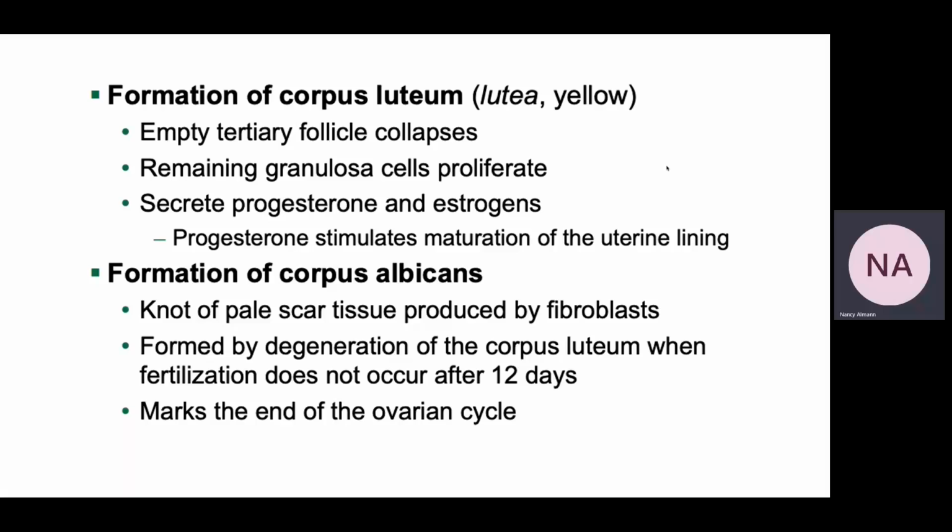The empty tertiary follicle will collapse in on itself. The granulosa cells that remain will reproduce and proliferate. They're going to be able to secrete both progesterone and estrogen. And that progesterone is going to be important because it's going to stimulate the maturation of the endometrium.